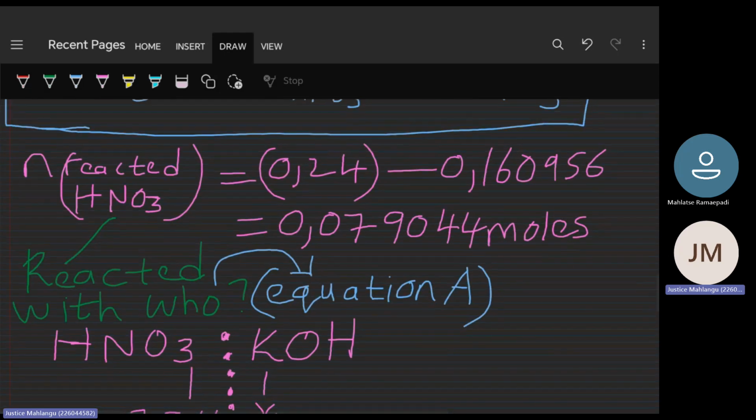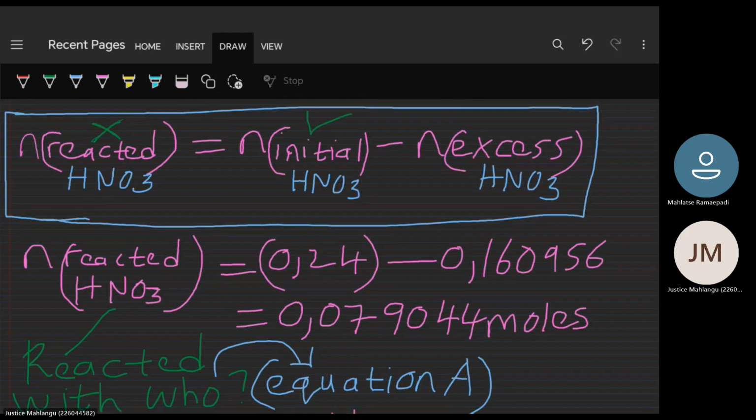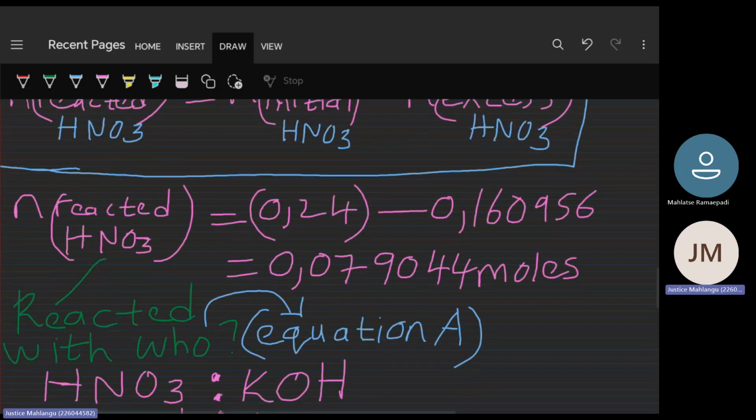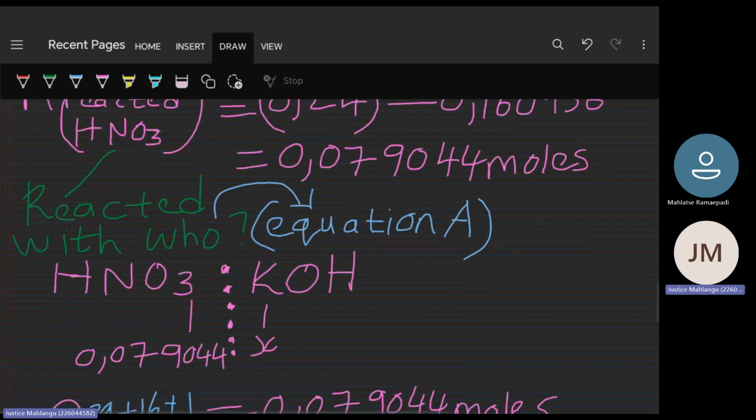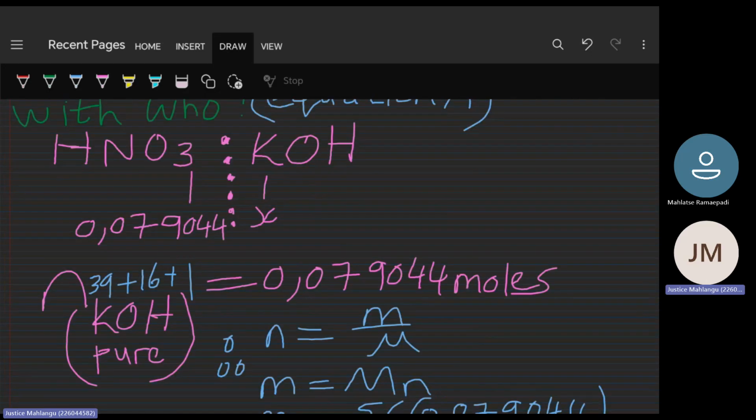So the number of moles that have reacted is nitric acid. It's 0.24 minus 0.1695. We subtract them. The ones that have reacted, it's 0.07944. But ask yourself, reacted with who? You always ask yourself. It reacted with the potassium hydroxide, the caustic potassium hydroxide.